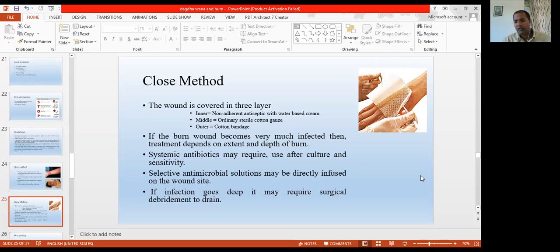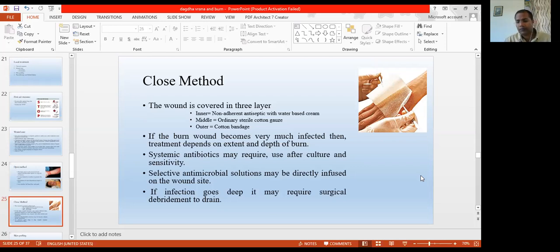Some solutions can be used, such as chlorhexidine, Soframycin, and nitrofurazone. These can be used with this dressing, along with 5% silver nitrate cream. These are the topical agents which are used in the wound management of burn patients.